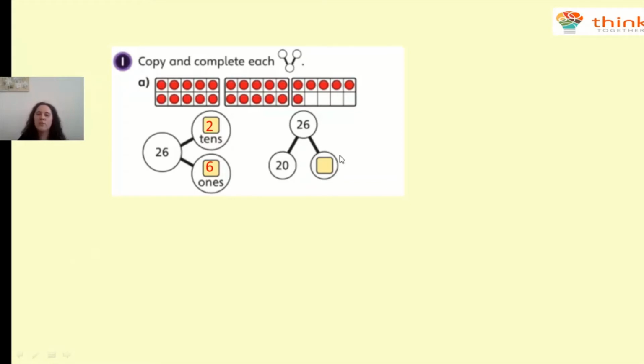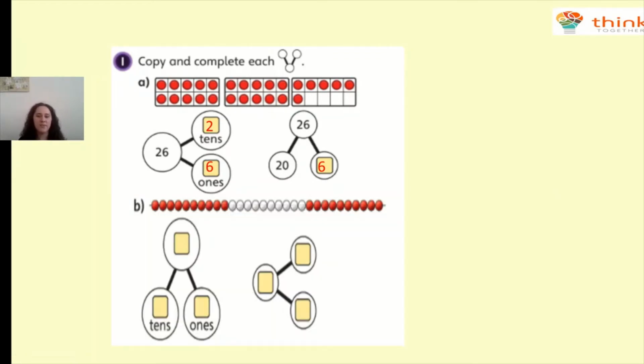Now that we've done that, we've got another part whole model to complete. Here again, the whole is 26. One of the parts is 20. What do you think the other part is going to be? Fantastic. The other part is going to be 6. That is, when you add 20 and 6 together, it will make 26.